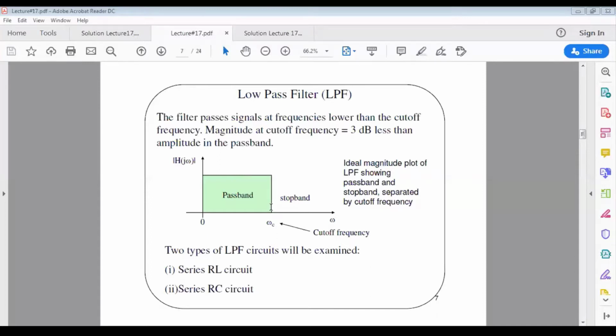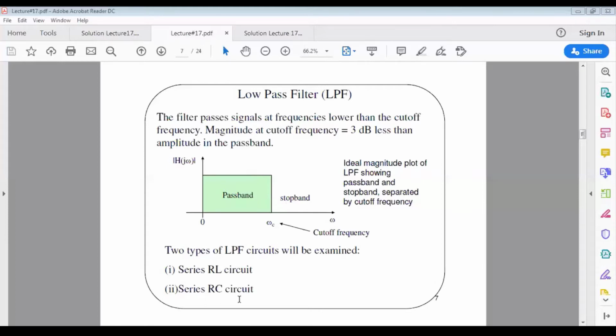By using this ideal plot, we can understand that a low-pass filter is a type of filter which only allows a signal at the lower frequency part, in this case lower than the cutoff frequencies, and it will then prohibit a signal with higher frequencies from passing through the filter. This is what we call a low-pass filter. The separation between the two bands is what we call the cutoff frequencies.